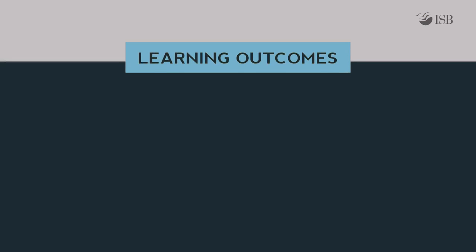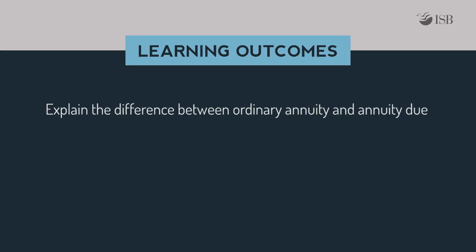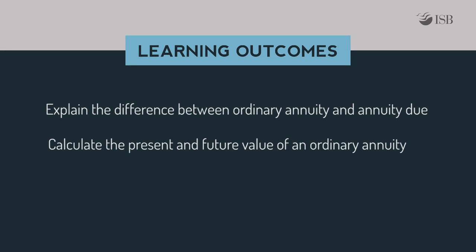Last time we saw how to calculate the present and future values of a single lump sum cash flow. What if we have a stream of cash flows, especially if the same cash flow occurs every period? In this video, we will look at what are called annuities. We will also distinguish between ordinary annuity and annuity dues. Further, we will see how to calculate the present and future values of an ordinary annuity.